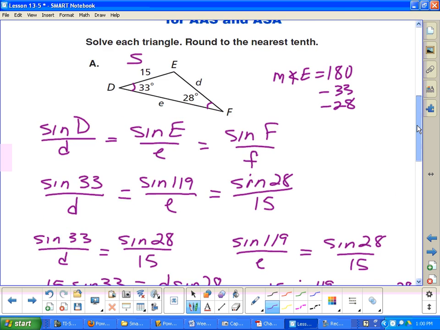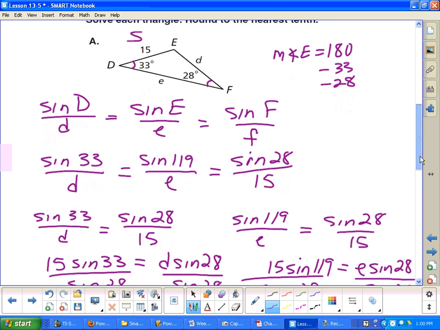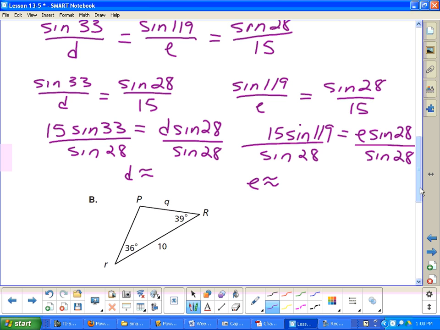And in this question, they want us to round to the nearest tenth. How many decimal places in tenths? One decimal place. Okay, so my answer should have one decimal place. So what do we get? Everybody type these in. Make sure you all agree. Okay, 15 sine of 33 divided by the sine of 28. 15 sine of 119 divided by the sine of 28. Type them in your calculator to make sure that you agree.